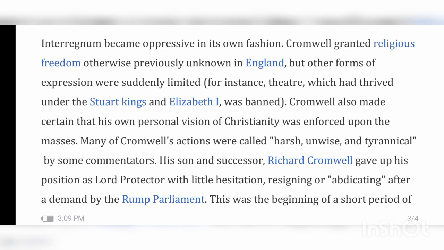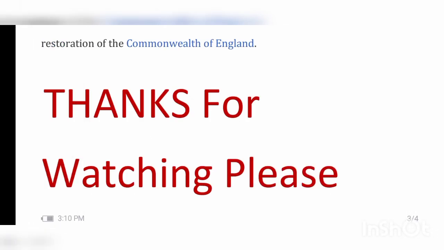Cromwell also made certain that his own personal vision of Christianity was enforced upon the masses. Many of Cromwell's actions were called harsh, unwise, and tyrannical by some commentators. His son and successor, Richard Cromwell, gave up his position as Lord Protector with little hesitation, resigning or abdicating after a demand by the Rump Parliament. This was the beginning of a short period of restoration of the Commonwealth.